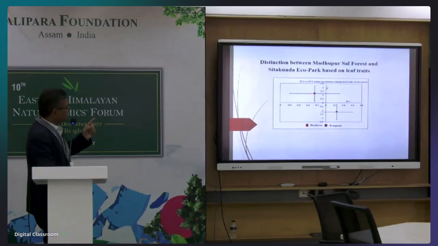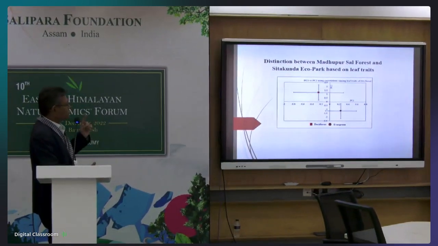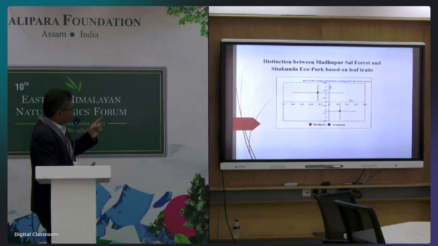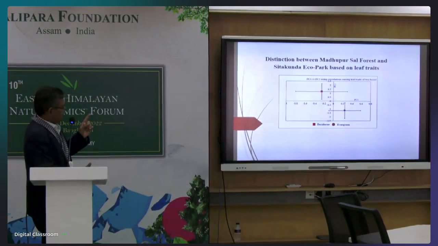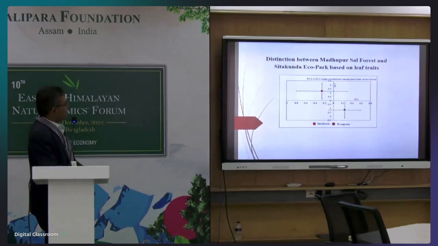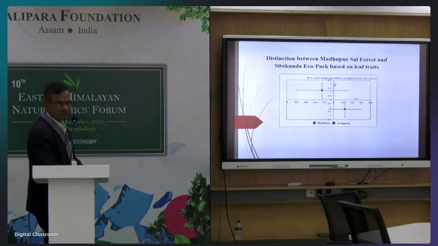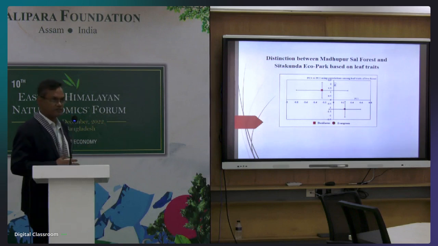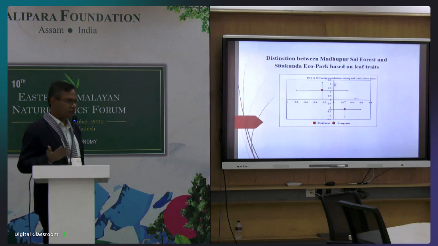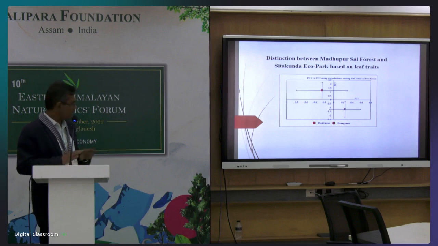This is the graph that shows that our Madhupur forest and Chittagong hill forest can be separated based on some leaf traits. You know that nearly about 20 leaf traits can be studied, and on the basis of those leaf traits, these forests are also separated from each other.